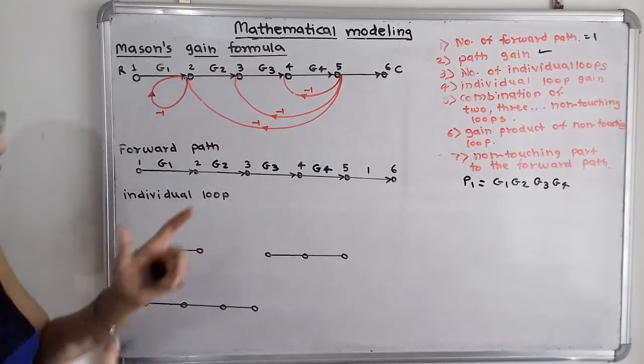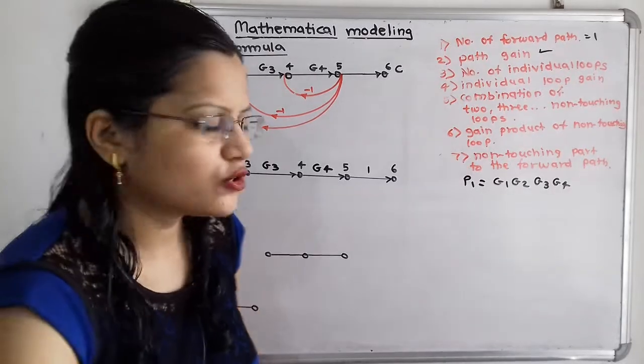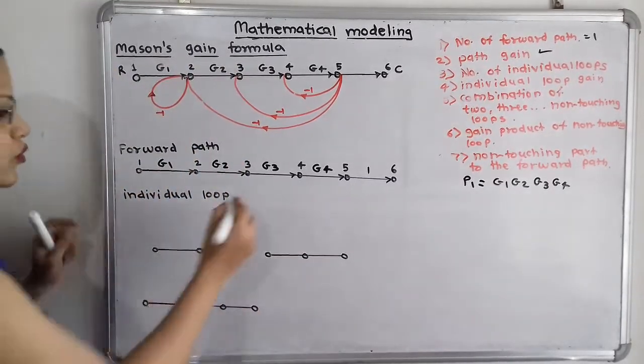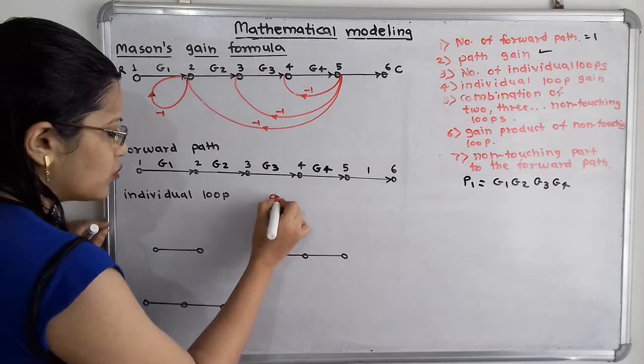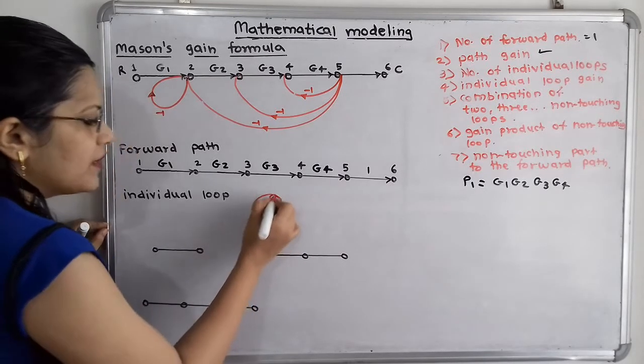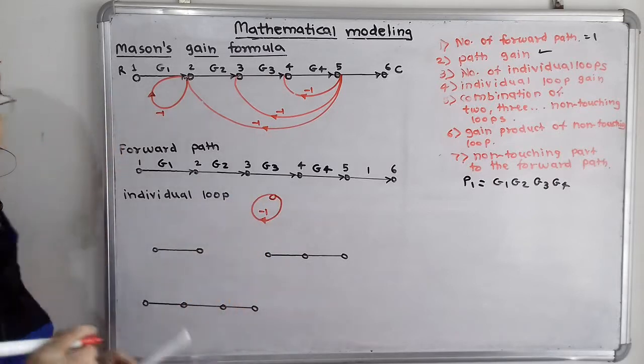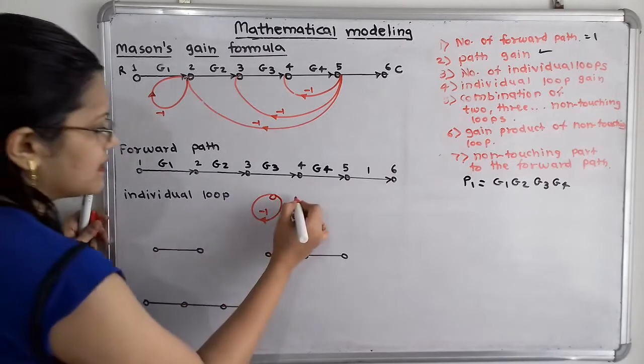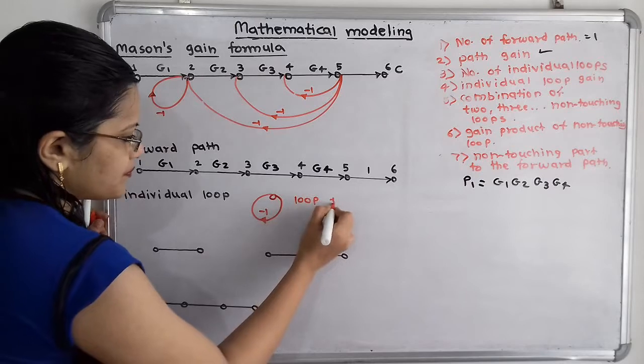So we have to show that loop. I will show here at node 2 that this is the loop. This loop is known as the self loop. And what is the gain for this branch? That is -1. So I will say that this is loop 1.